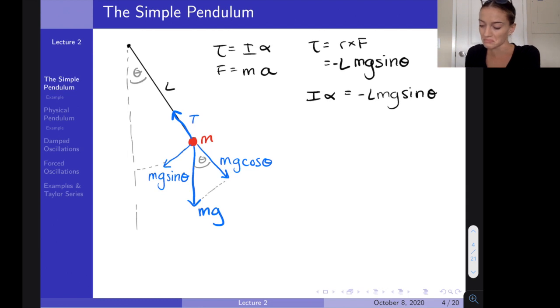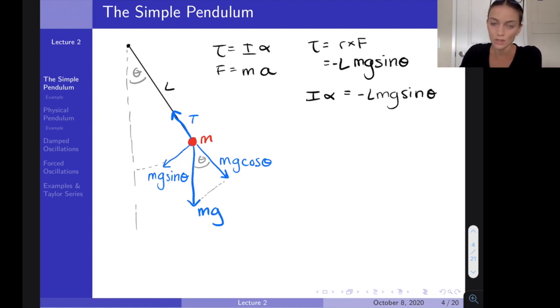And now we look kind of stuck because this doesn't look like our simple harmonic motion equation at all. But remember that alpha, the angular acceleration, is actually the double derivative of theta. So alpha is actually the second derivative of theta with respect to time. So now I can write that in my equation here. This looks a little bit better now, right? Because at least we have a double derivative.